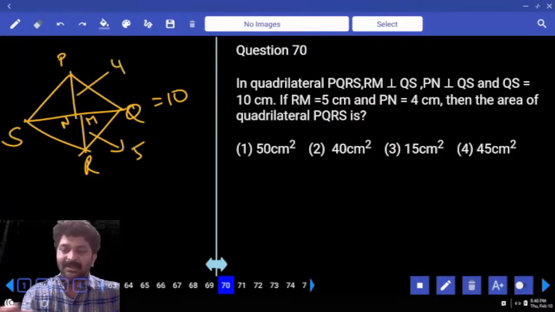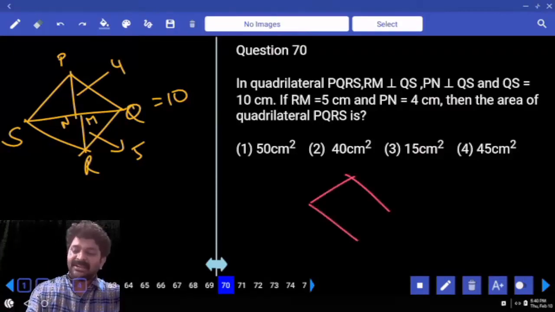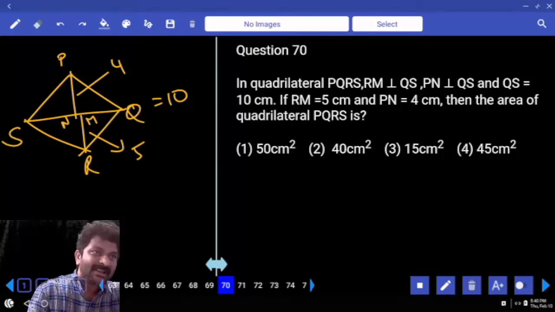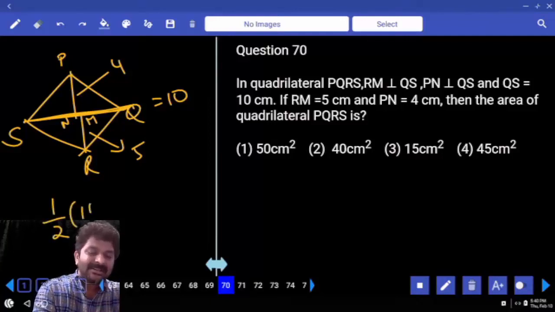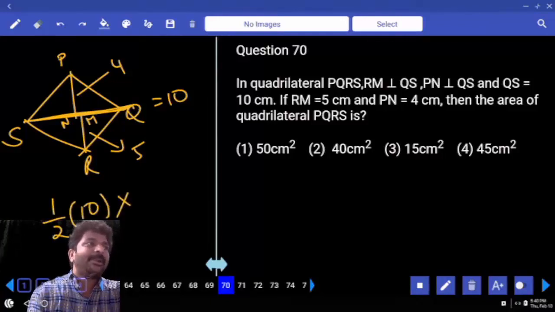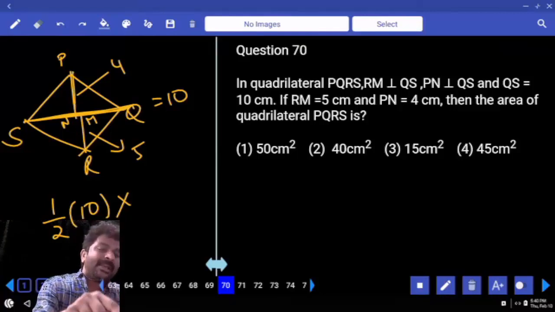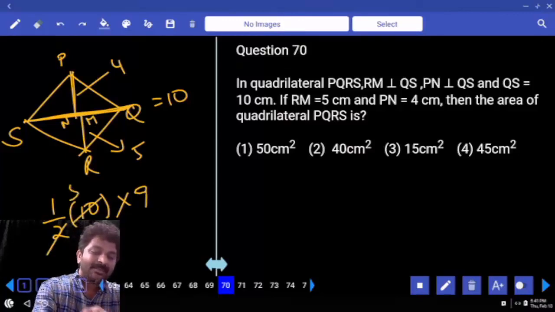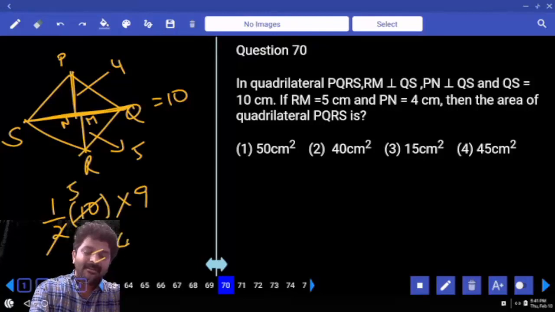Then the area of the quadrilateral, right? So PQRS looks like a rhombus only. Quadrilateral they said, okay. For a rhombus, what is the area? Half D1 D2, diagonals, right? So here clearly you know one diagonal QS, I'll treat it as 10. D2, the P to R distance we don't know. P to N, M to R, the sum of these two is equal to 9 only. Correct? 2 how many times? 5 times. 5 into 9, 45.